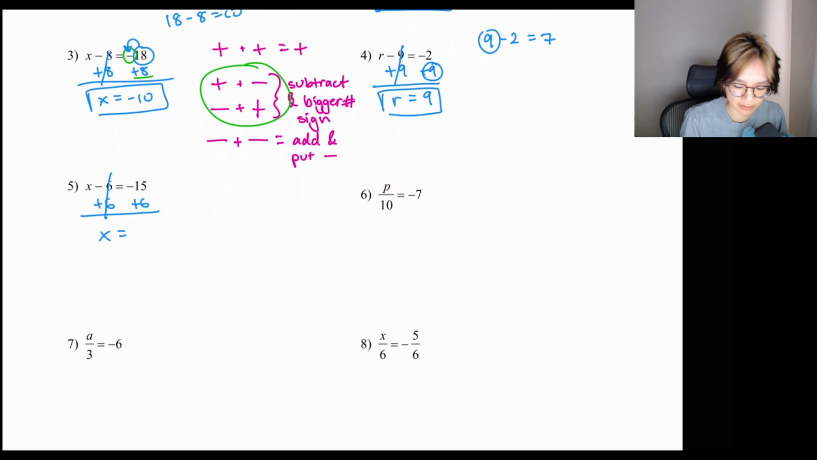And then the bigger number takes the sign. So 15 minus 6 is 9. Bigger number is 15, and it's negative. So x is equal to negative 9 here.